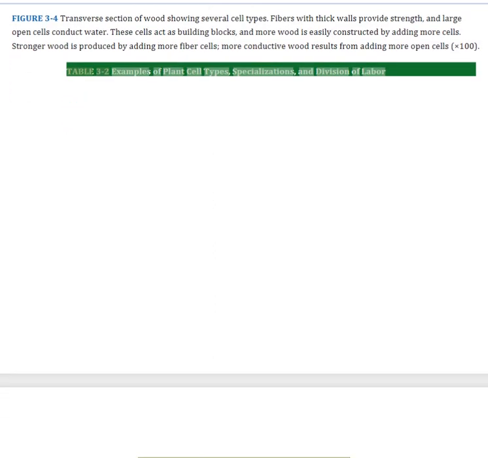Figure 3.4 Transverse section of wood showing several cell types. Fibers with thick walls provide strength, and large open cells conduct water. These cells act as building blocks, and more wood is easily constructed by adding more cells. Stronger wood is produced by adding more fiber cells. More conductive wood results from adding more open cells. Table 3.2 Examples of plant cell types, specializations, and division of labor.